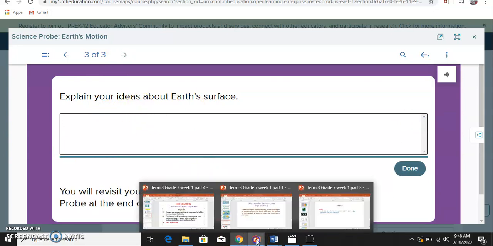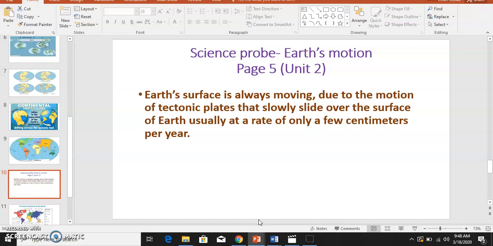Now, I am not using a board, so here I have what I've written as my own explanation why I choose Kendra. Here I'm saying that the surface of the earth is always moving because of the motion of tectonic plates that slowly slide over the surface of the earth, usually at a rate of only a few centimeters per year. This is my reason. I'm choosing Kendra because the tectonic plates are always sliding over the surface of the earth, but this sliding is only a few centimeters, like we saw from the video. The video says 2.5 centimeters per year, so minimal. So this is the reason why I choose Kendra.